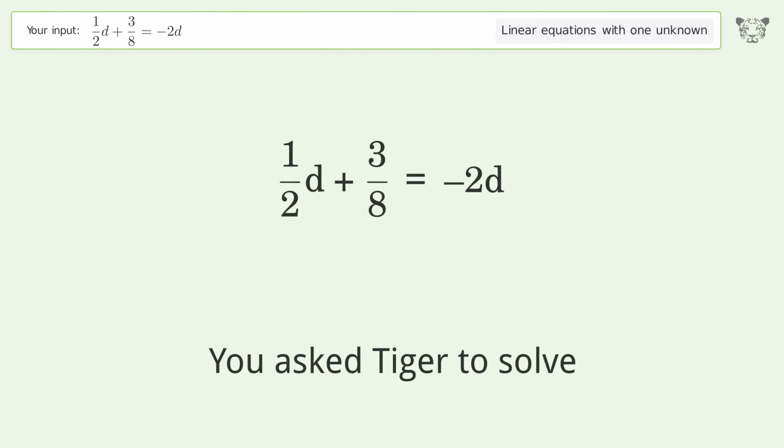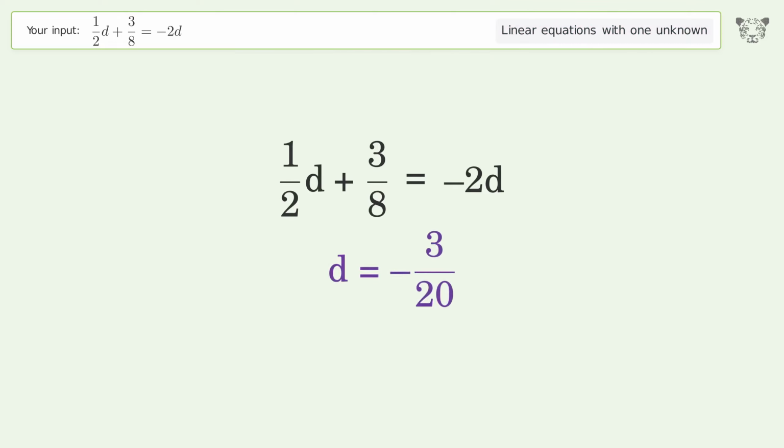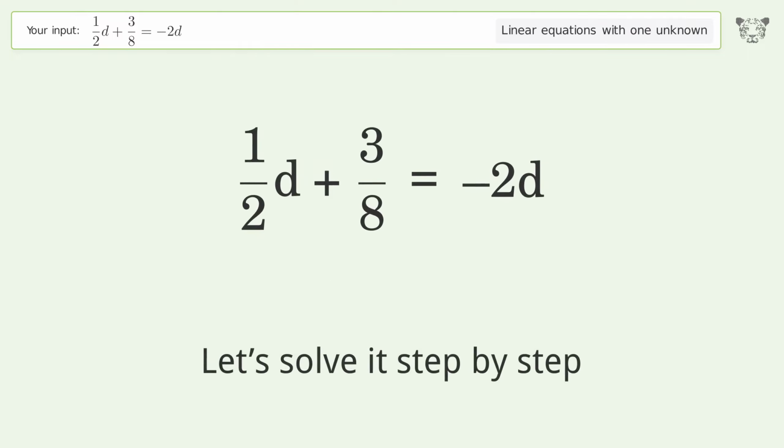You ask Tiger to solve. This deals with linear equations with one unknown. The final result is d equals -3/20. Let's solve it step by step.